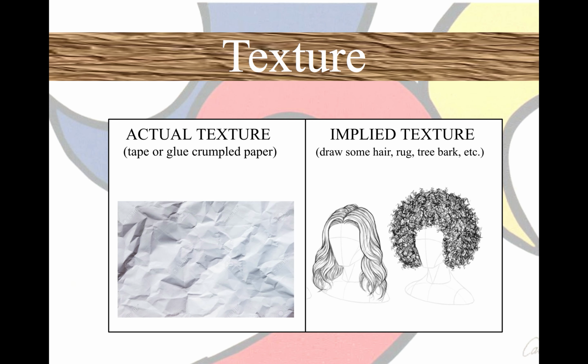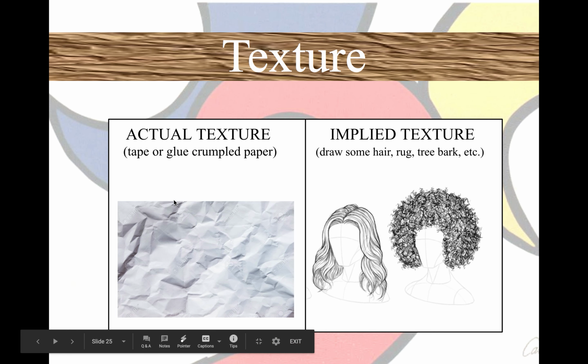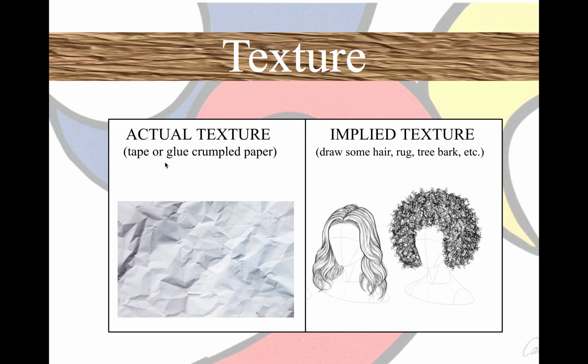So actual texture, this would be if you got a piece of paper and crumpled it up, right? That would be some actual texture. Your hair, the carpet. What else? Your clothing, right? Clothing can be soft, it can be rough, smooth. And then we've got implied texture, like drawing hair or a rug or tree bark. Okay, it's a little bit tougher to do that.